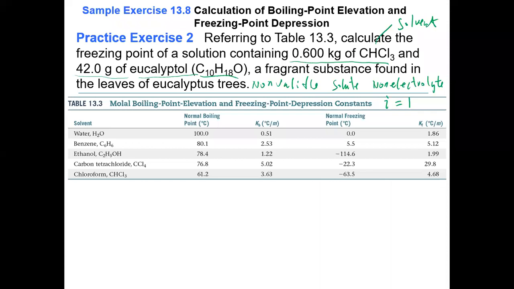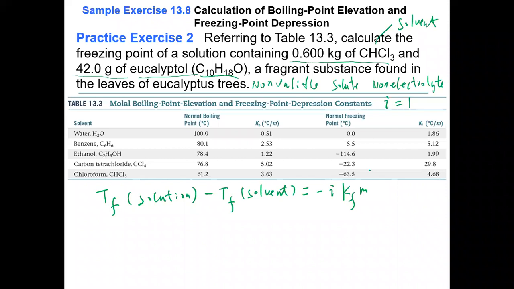All right, so then you just want to calculate the freezing point of your solution. So we'll write the formula: Tf solution minus Tf solvent equals negative i Kf little m. As we said, we want to find out this question mark. We look at the table. Tf of the solution minus the normal freezing point of CHCl3, which is here: negative 63.5 degrees Celsius. Then we see i is 1.